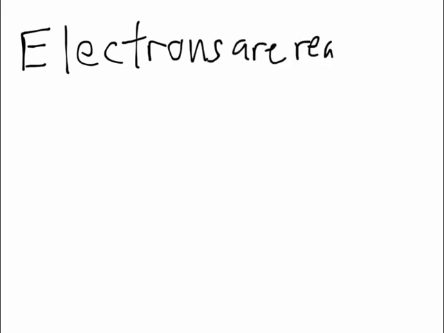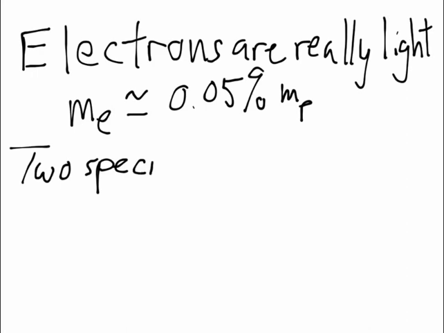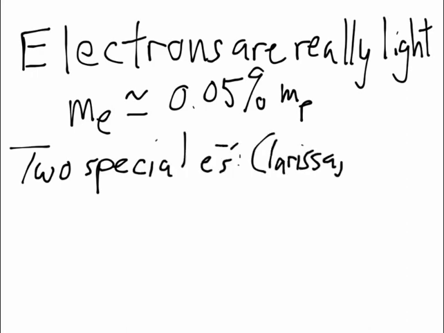Now the electron really is sort of the special hero of this class, so we'll give it some extra attention. Electrons are really light. That's really a fundamental property of them. Again, the mass of the electron is about 0.05% of the mass of the proton, and that gives it some special, very quantum characteristics, as we'll see. We're also going to talk a lot about two very special electrons. They're good friends of mine. They have names. One is Clarissa and one is Juan.